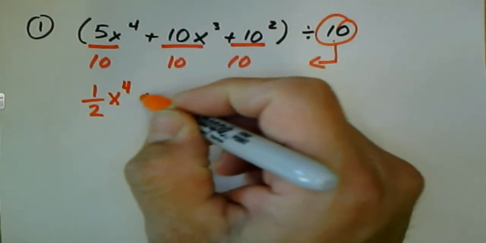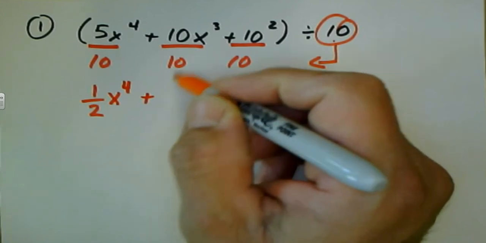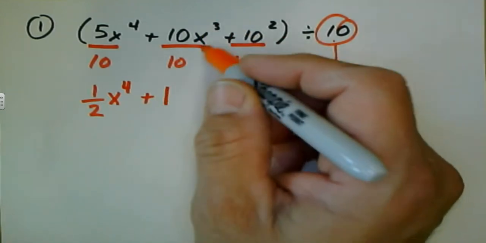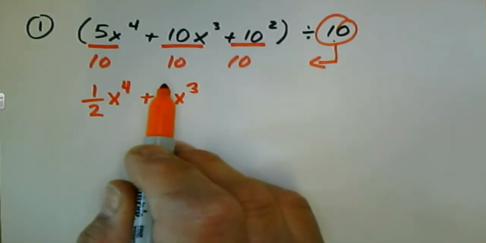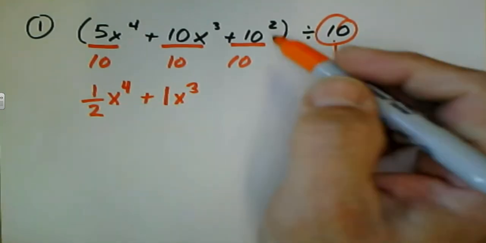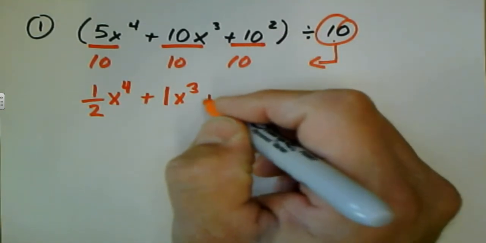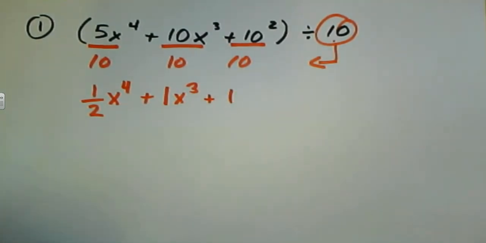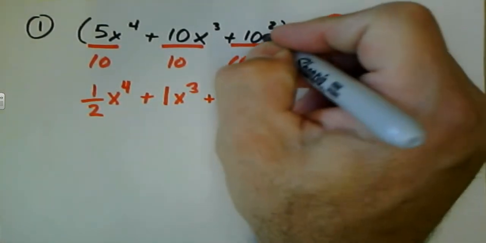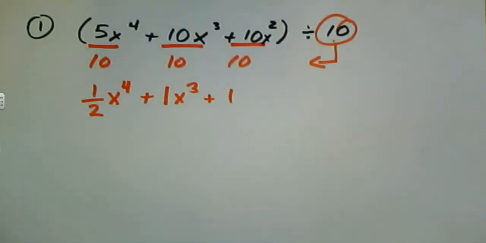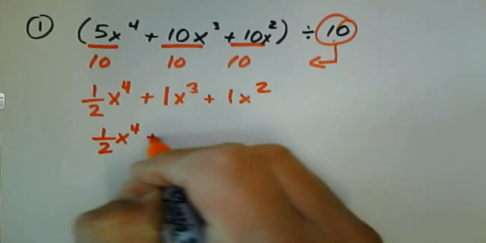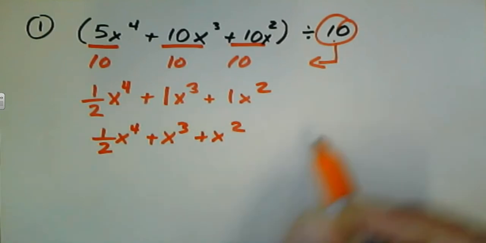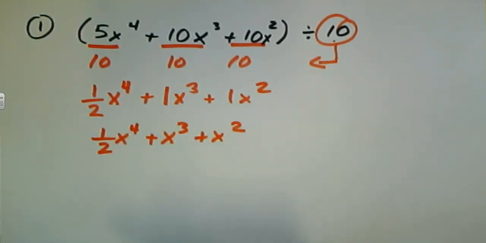10 divided by 10, anybody? 1. You can put the 1 down, and then there's nothing to subtract that from. By the way, on your answer sheet, there will not be a 1 there. It'll be gone. It'll be like that. Okay? 10 divided by 10 again, 1, and I'm missing my x. X to the second power. So then you just bring down the x to the second power. And on your sheet, it's going to look like this. Either one of these is okay. On your answer sheet, it will not have the 1.